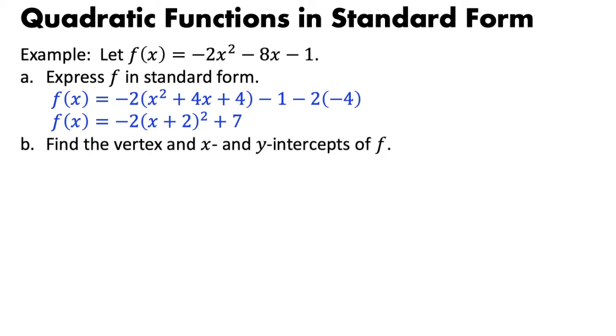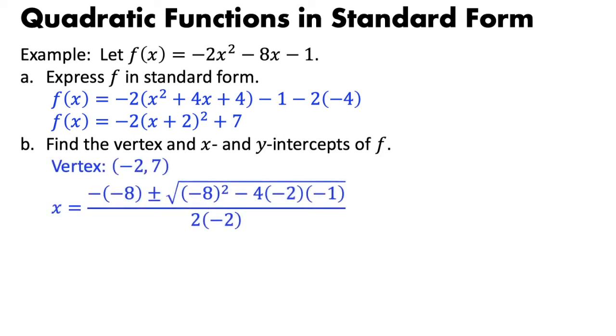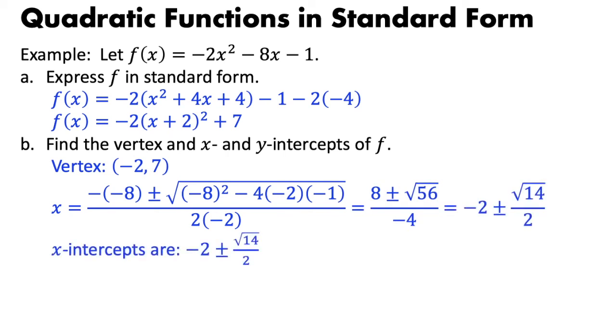Now we're asked to find the vertex, x-intercept, and y-intercept of f(x). The vertex is at (−2, 7). The x-intercept can be found by simply using the quadratic formula on the original f(x), which simplifies to (−2 ± √14)/2. And the y-intercept is when x is equal to 0, so f(0) equals −1.